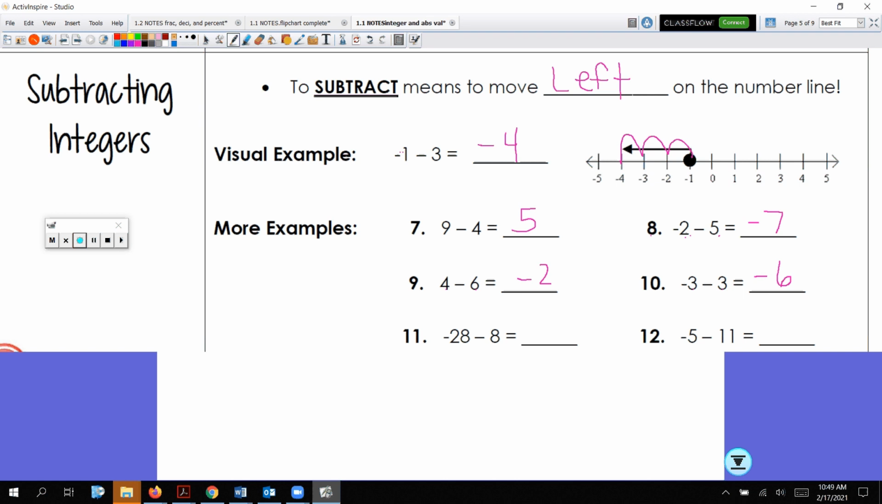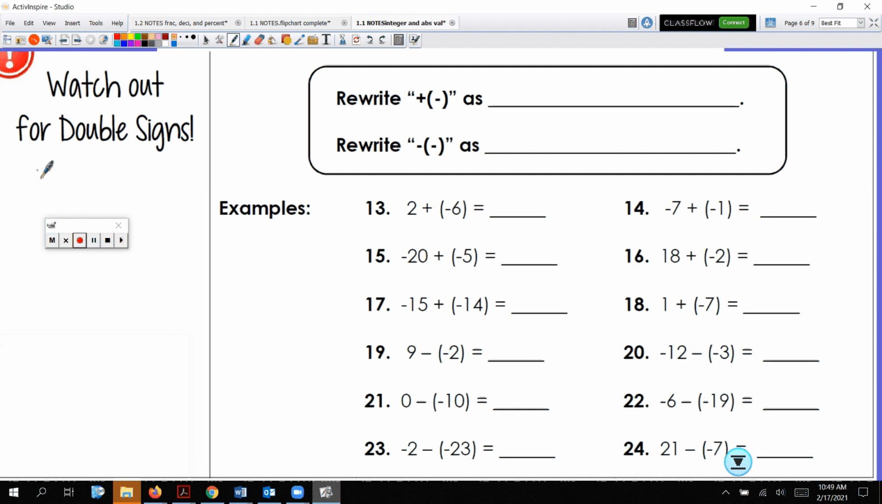Number 11, if I start at negative 28 and I subtract 8, that gets me to negative 36. Number 12, if I start at negative 5 and I subtract 11, that gets me to negative 16. So just make sure you take your time when you're adding and subtracting integers. Watch out for double signs. This is really important because if you see plus a negative, it's just subtraction, just subtract.